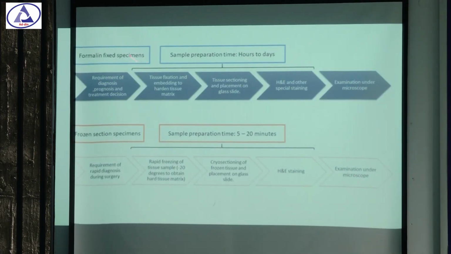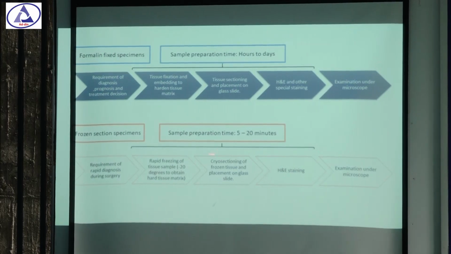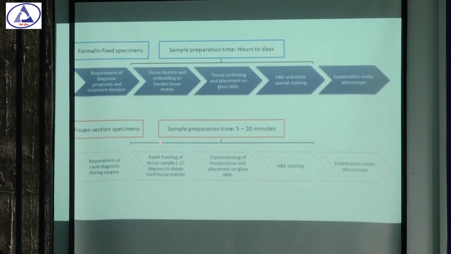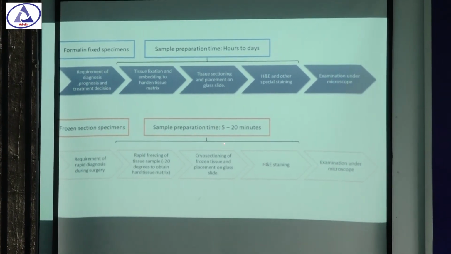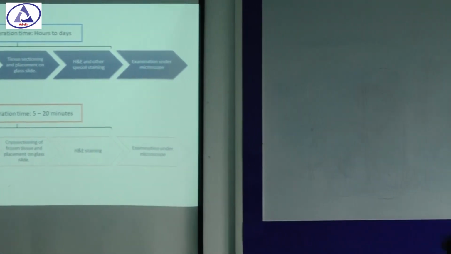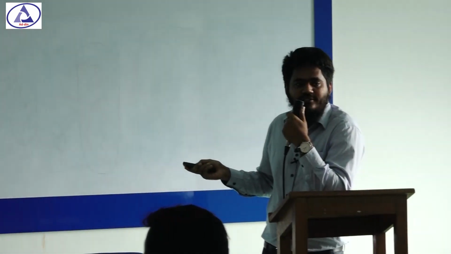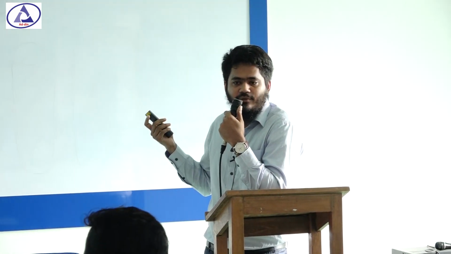So the upper hand side is the formalin-fixed specimens. You see the steps, which take hours to days. But for frozen section specimens, the duration is rapid, 5 to 20 minutes. So why don't we do frozen section for all the cases? Because as I've said already, with frozen section you cannot make a specific diagnosis. You can just say whether it is benign or malignant.